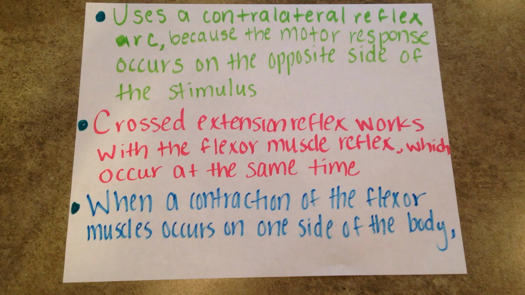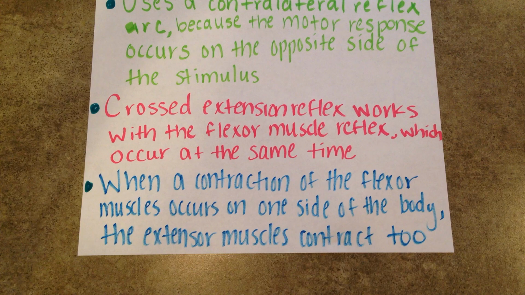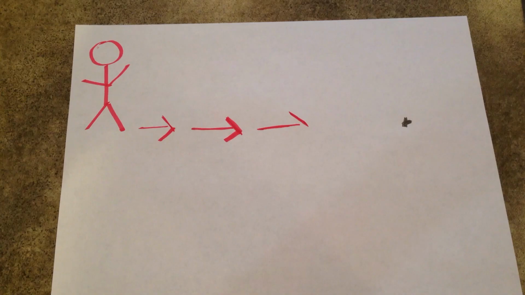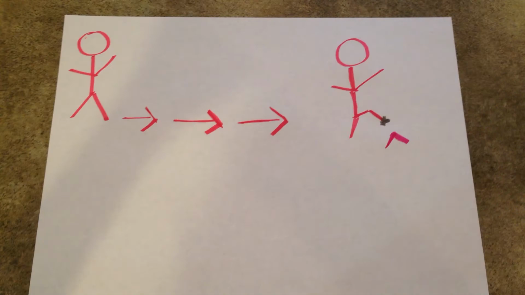The cross-extension reflex is also named a polysynaptic reflex due to the fact that it has multiple synapses in the spinal cord. This is Mr. Stick Figure. He is calmly strolling when he accidentally steps on a sharp rock. The sharp rock acts as the pain stimulus.